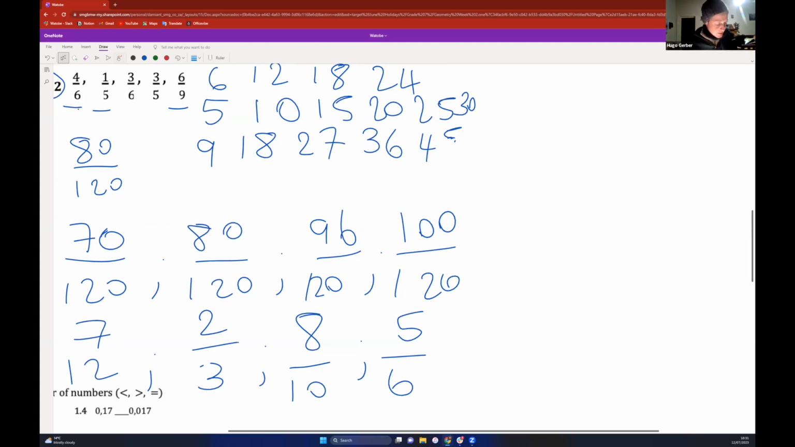Okay, so how many times does 9 go into 60? Can't be 60 because 9 doesn't go into 60. Can it be 90?